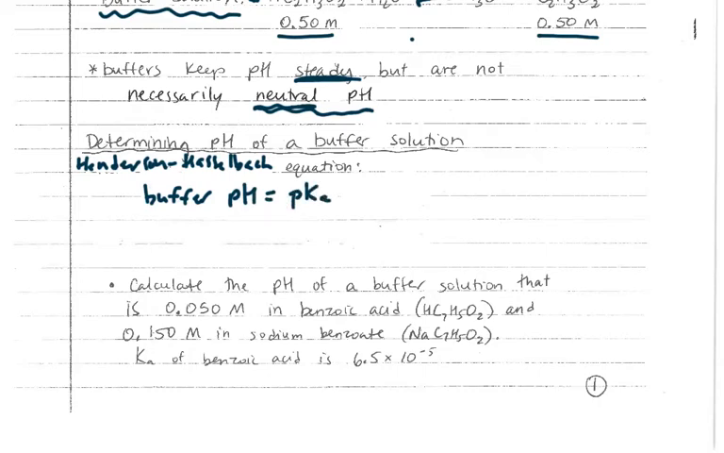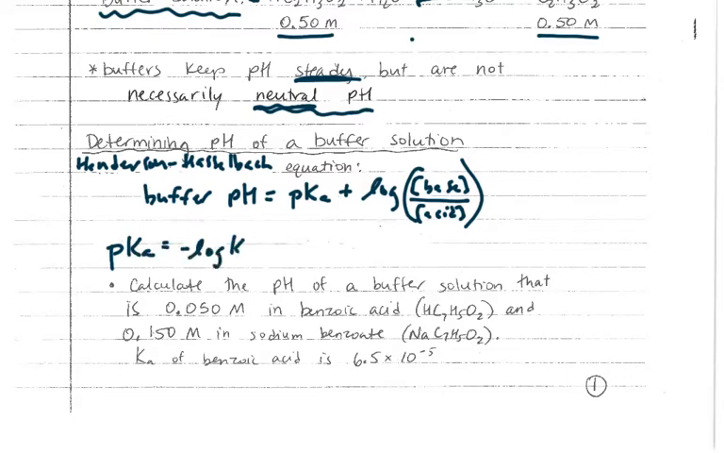The buffer pH is equal to the pKa plus the log of the concentration of the base over the concentration of the acid, and that's of the conjugate acid-base pair in the buffer. pKa is new, but remember that P always stands for negative log, so pKa is just the negative log of the Ka of the acid.